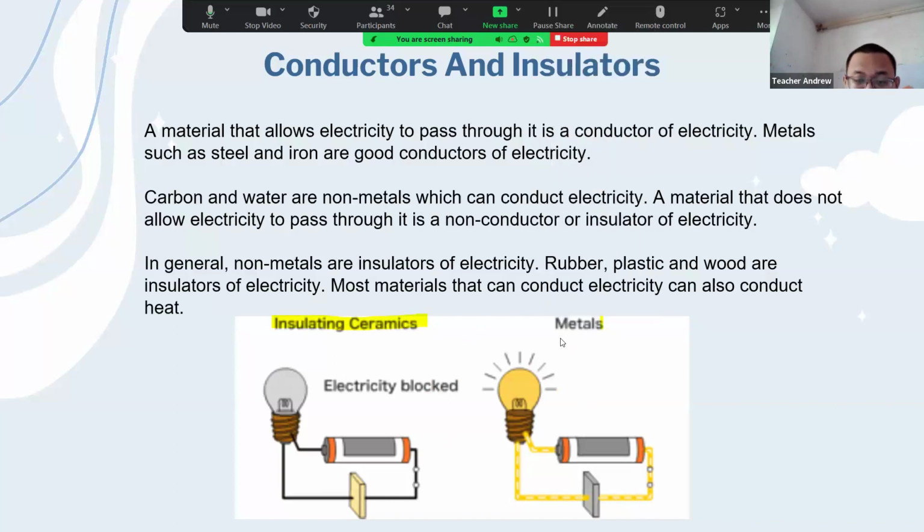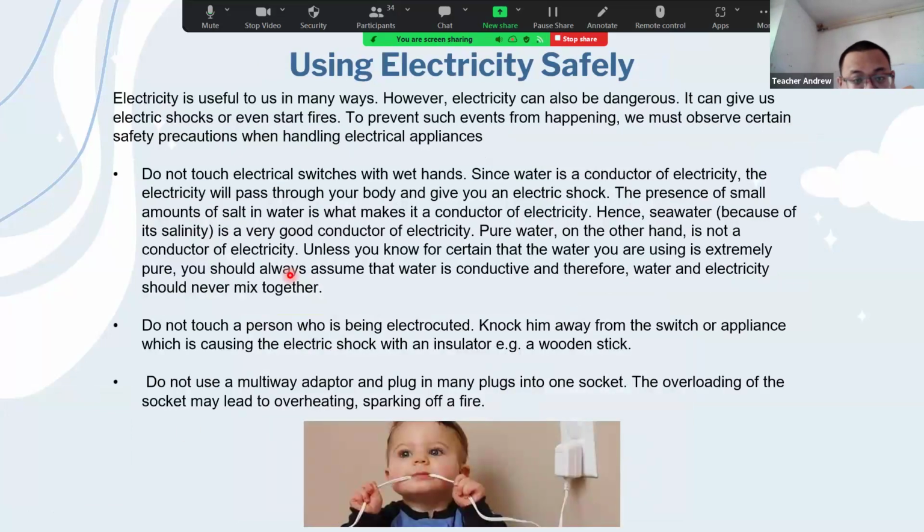When I put the metal here, the power can pass through, and the light bulb can be lit up. However, when I put a ceramic here, this path is blocked. Therefore, the light bulb cannot light up. All right, let's carry on.